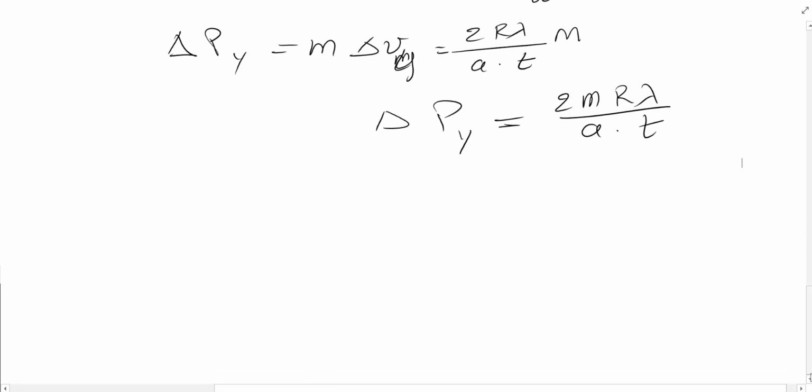By the way, this has the proper units. This is a kilogram, this is meter, and this meter is cancelled by itself. This is another meter divided by second.